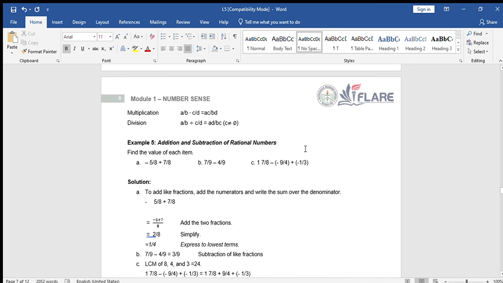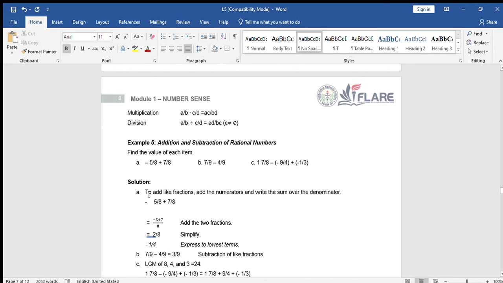So, let's start with addition and subtraction of rational numbers. We have to find the value of each item. Let's start with letter A. We have here negative 5 over 8 plus 7 over 8.